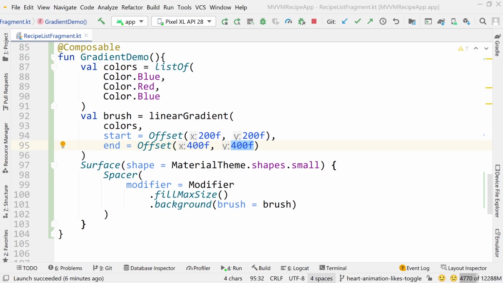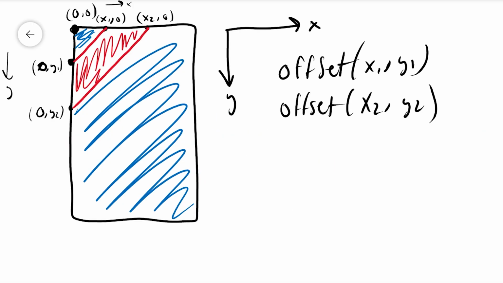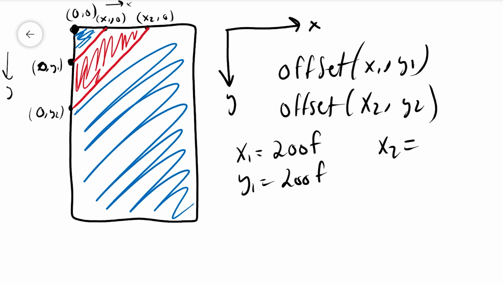So if we take a look at our code here, we see that our offset is 200. That would mean x1 is 200, y1 is 200, x2 is 400, y2 is 400. So if we go to our diagram, I could just write this out for you so you can clearly see what's going on here. That would mean x1 is 200 float, y1 is 200 float, x2 is 400 float, and y2 equals 400 float. And that would describe our gradient in our Cartesian coordinate system.